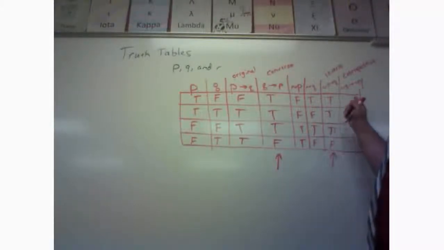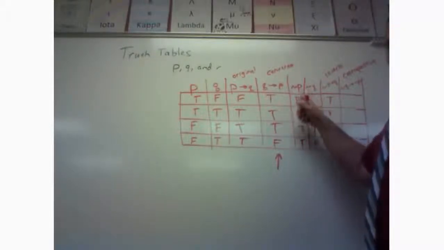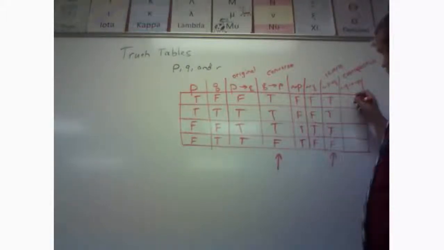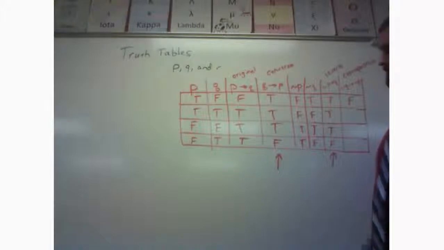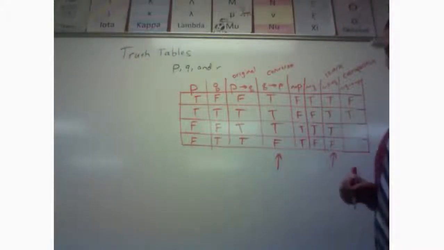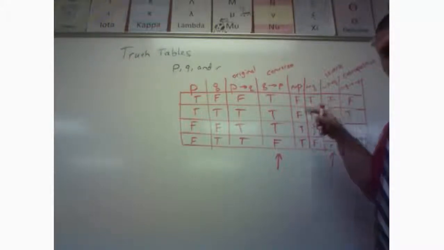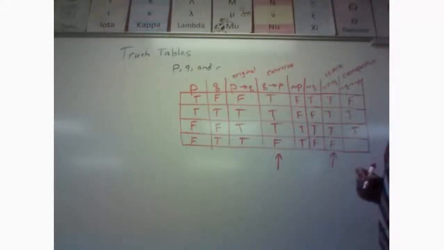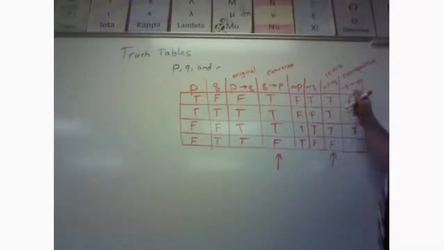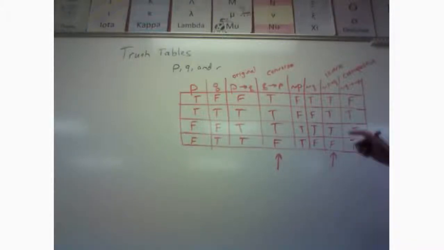And the last column, if not Q, then not P. So not Q, then not P. Condition met. Consequent not given. False. If not Q, well, that's false. Condition has been met. We give it the benefit of the doubt. If not Q, then not P. True condition, true consequence. That's a true conditional statement. And last but not least, condition hasn't been met because not Q is false. So therefore, we're good there.